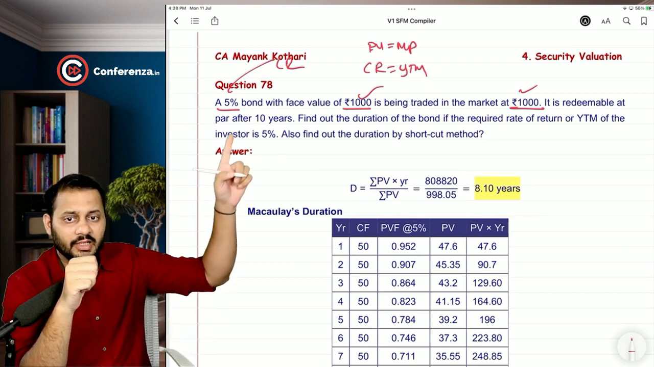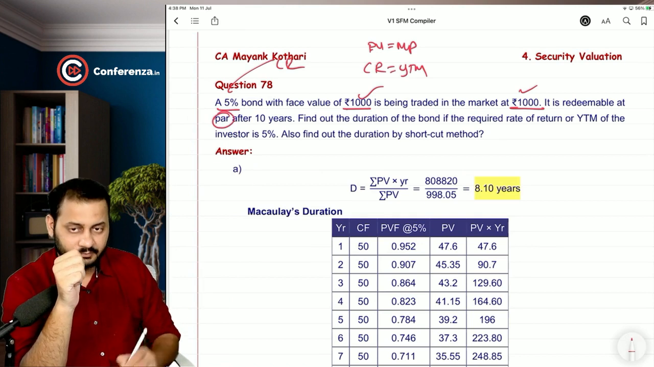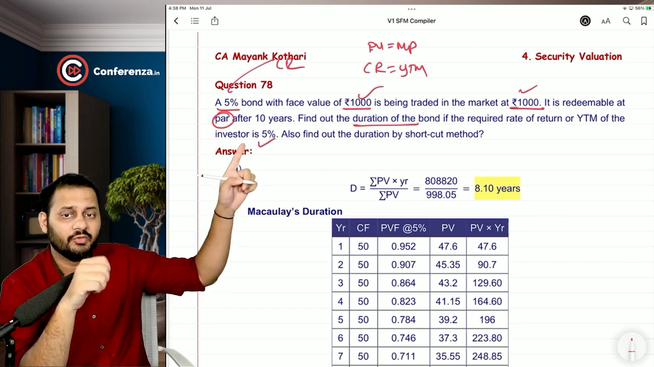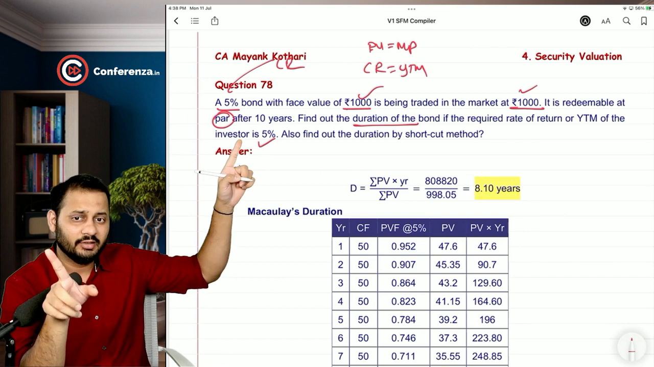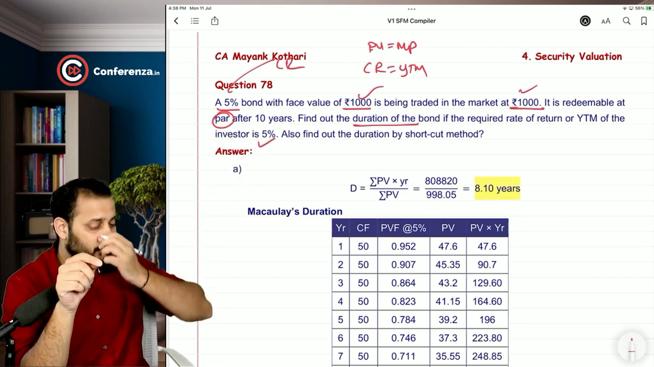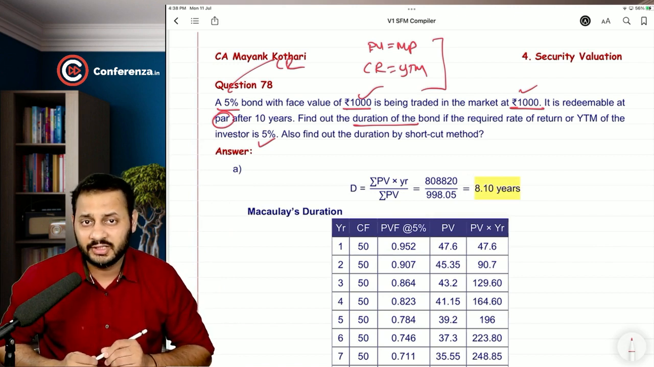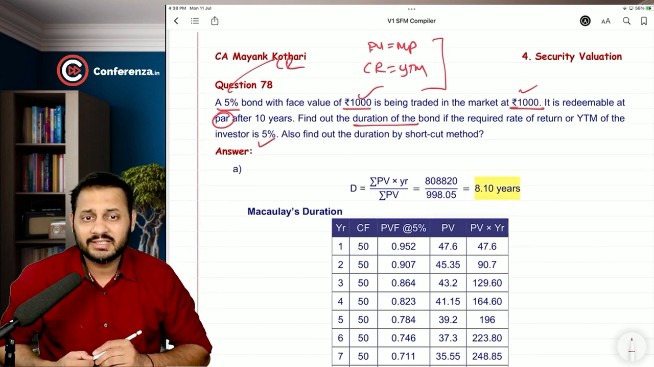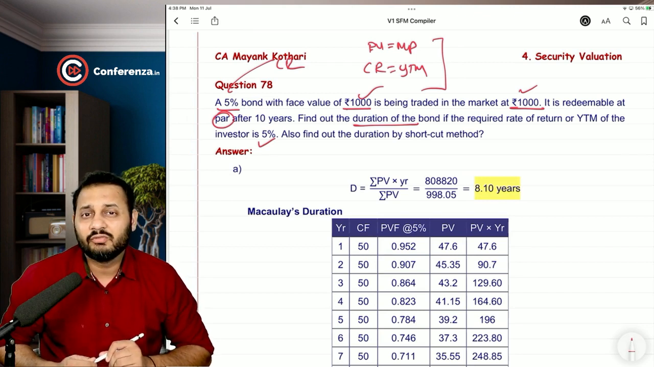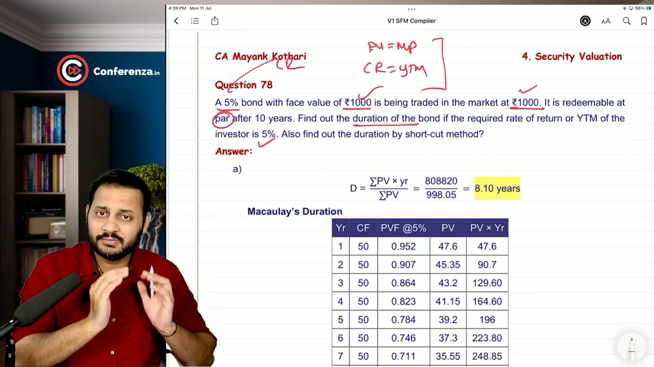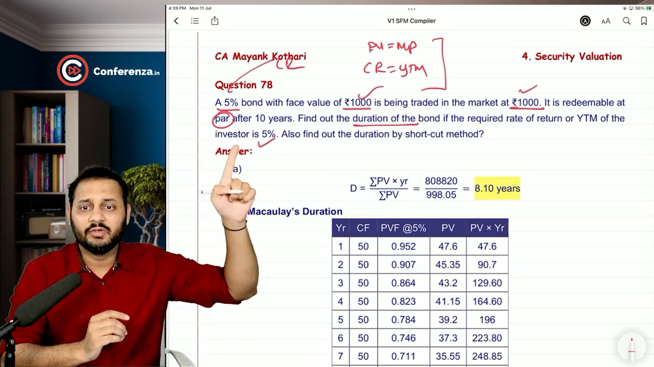Okay. Redeemable after 10 years at par. Find out the duration of the bond if the required rate of return or the YTM is 5%. Even if they would not have given this statement, still we would have taken 5% only because we have the extra knowledge of this relationship. Please understand, next time they might skip this sentence in the exam just to check whether you have the knowledge of the relationship between YTM and market price or not. So if the face value is equal to market price and it is being redeemed at par, the coupon rate will be equal to the YTM.